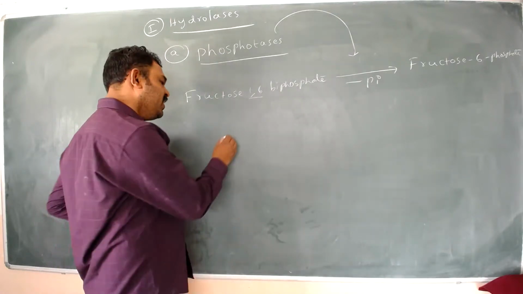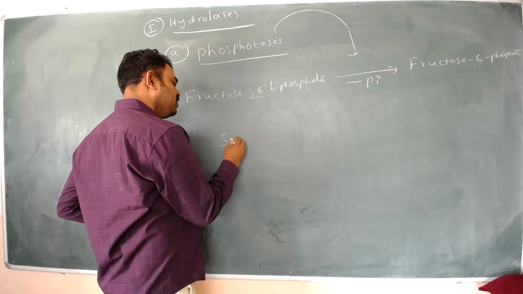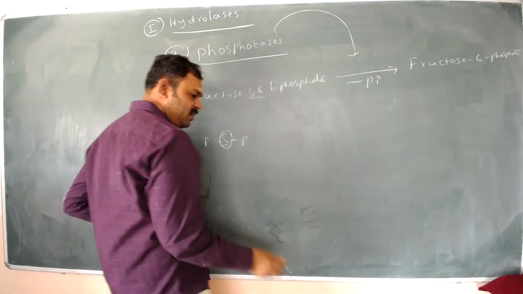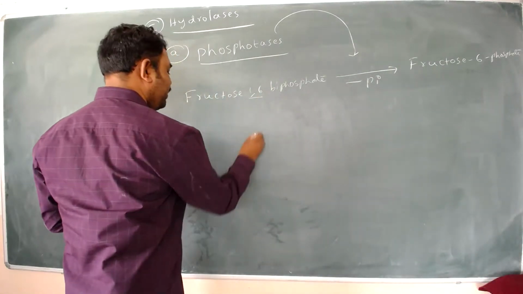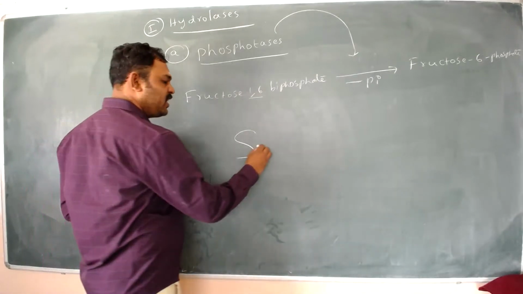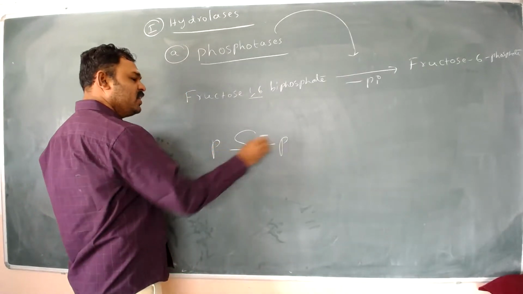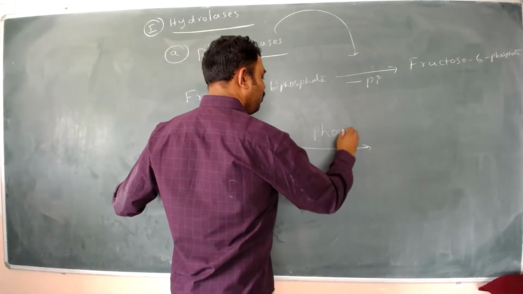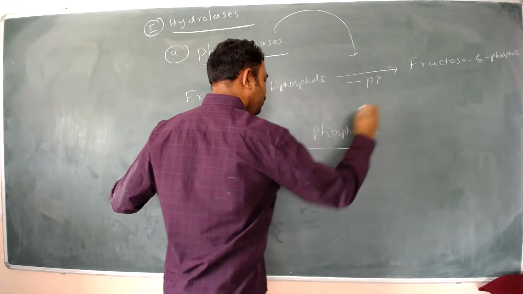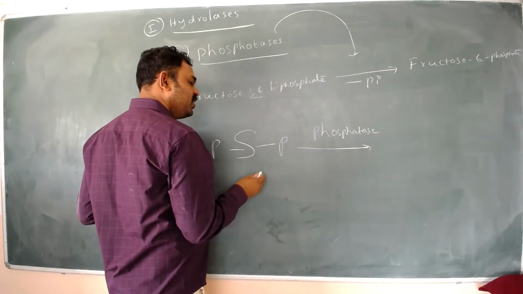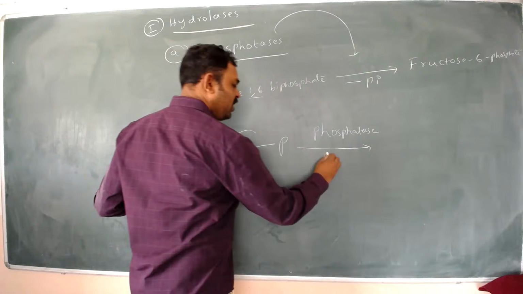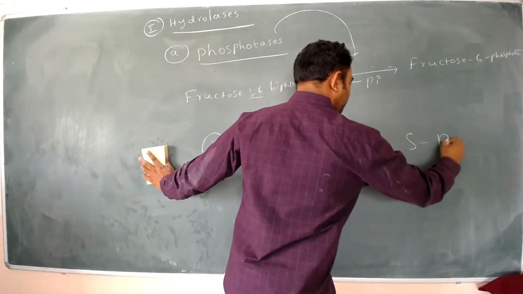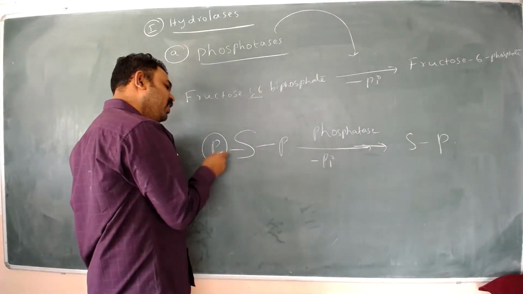Suppose here it is a substance, S for substance, and there are 2 phosphates on it, at the first position and the last position. Here, what is working? The enzyme is working. What is the enzyme? The phosphatase enzyme is working. What is it doing here? Removing the phosphate. This inorganic phosphate has been removed. Then what remains here? Substance plus phosphate remains. Out of 2 phosphates, 1 is removed.